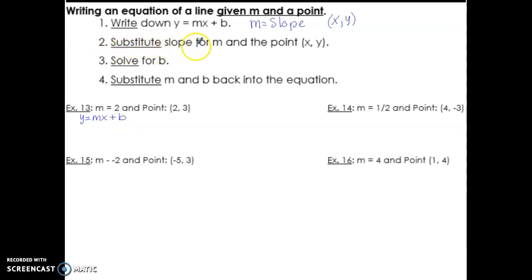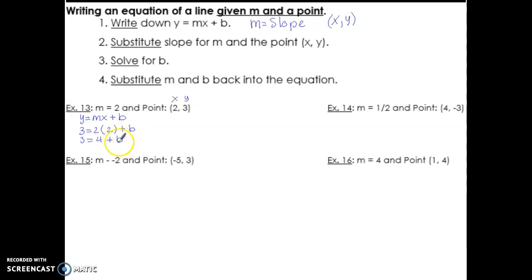Step 2 says substitute the slope for m and the point x comma y. So now we have m, which is 2, and our point, which is 2 comma 3. So we're going to plug those into our equation and solve for b. So y, which is 3, is equal to our m times our x, which is 2, plus our b. So 3 is equal to 2 times 2 plus b. That gives us 3 is equal to 4 plus b.